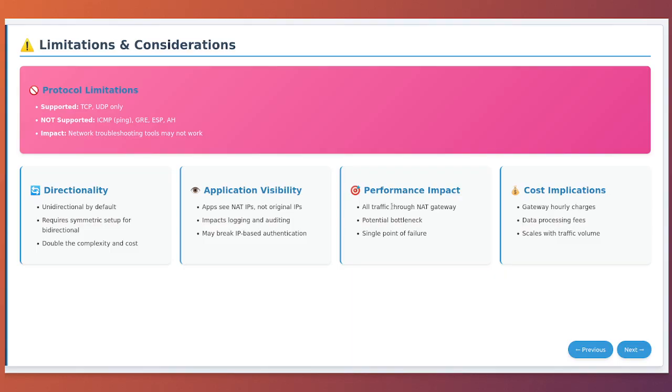If you need bidirectional communication, you must set up NAT in both VPCs, which doubles the complexity and cost. Performance can be impacted since all traffic goes through the NAT gateway. This creates a potential bottleneck and single point of failure. Cost is also a factor. You pay for the cloud NAT gateway, plus data processing charges for every packet that gets translated.